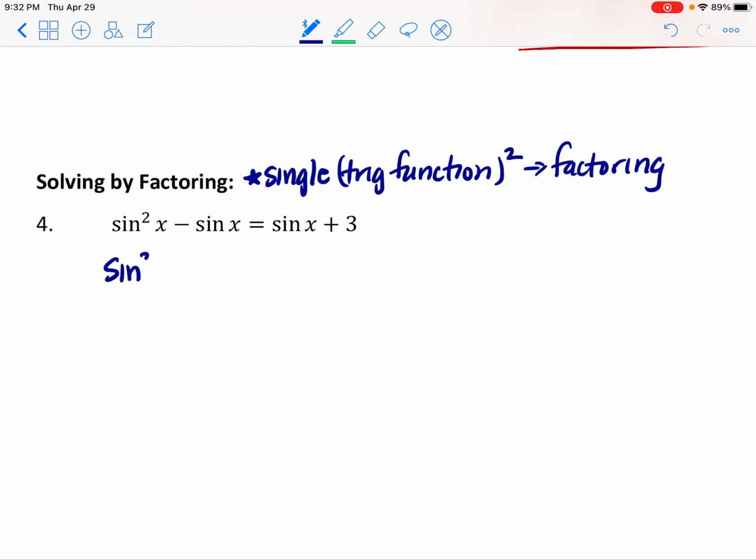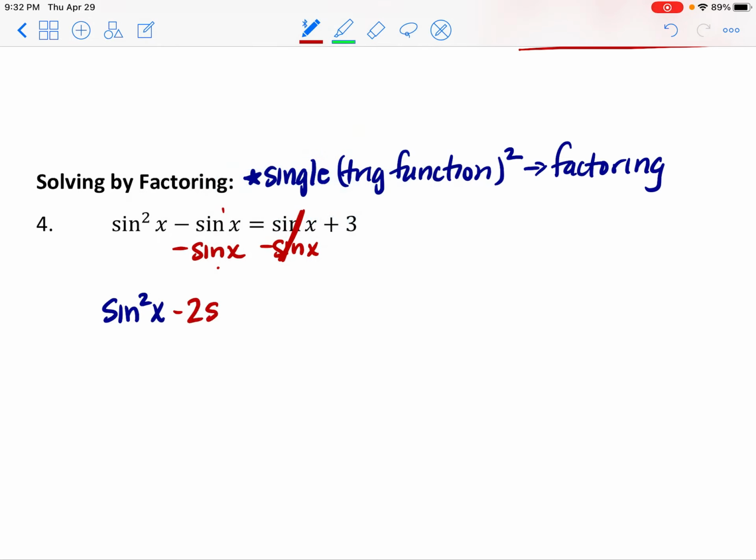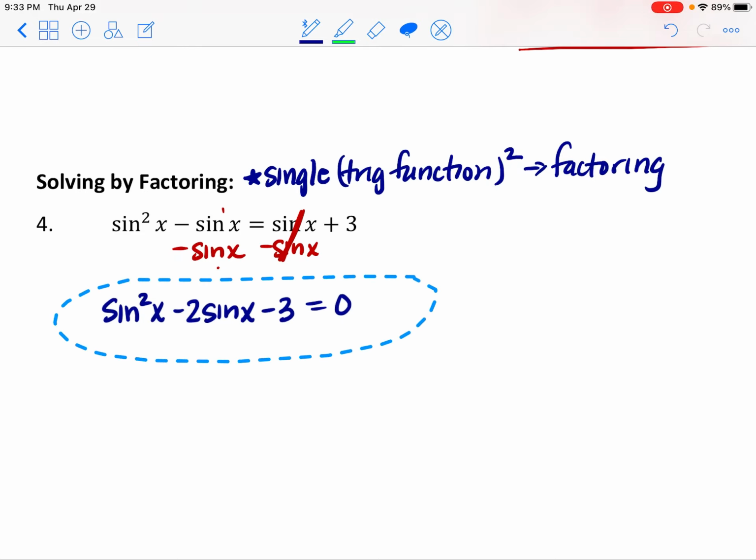So I'm going to leave this sine squared x here, and let me actually move it. If I move these terms over, if I subtract over the sine of x and subtract over the sine of x, that would cancel there, and these are like terms. That would give me negative 2 of those sine of x's, and then I'm going to also subtract over the 3, so it'll be a minus 3 on this side, and now equal to 0. Okay, so I got it all on one side and equal to 0.